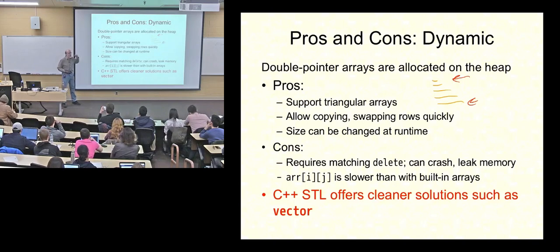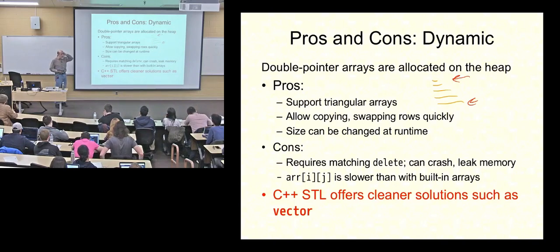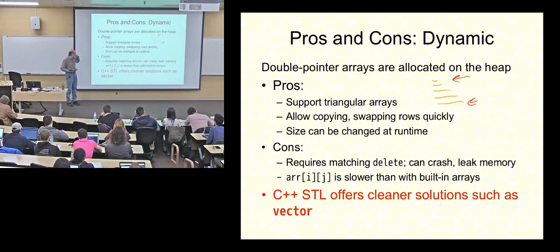We can change the size at runtime. We can read in from the user, from the keyboard, from a file, how big the data is going to be and make our memory the right size. The downside is that all this versatility comes at a cost. We've got to do our deletes ourselves. We'll leak memory if we don't. Any invalid access can cause crashes. Usually dynamic memory can lead to a few more problems than fixed size arrays. Another downside is that array square brackets are a little bit slower than with built-in arrays because of those 2 memory accesses.